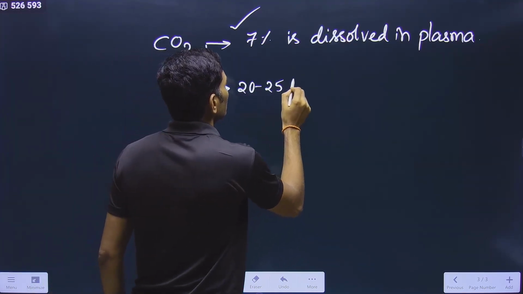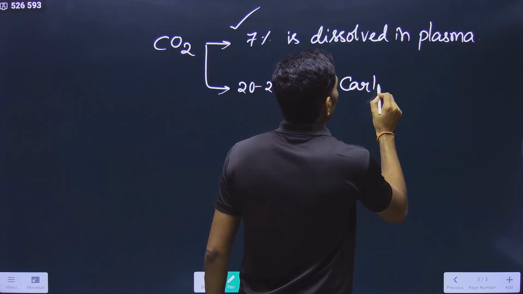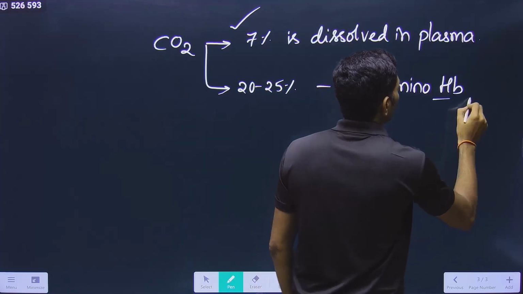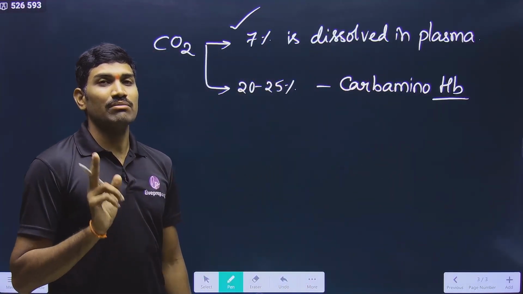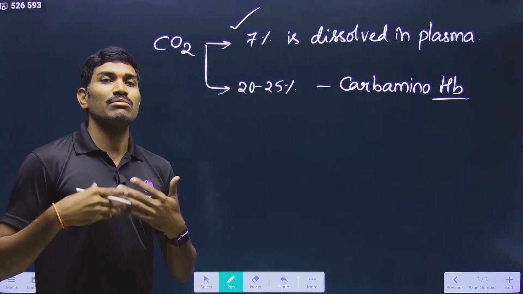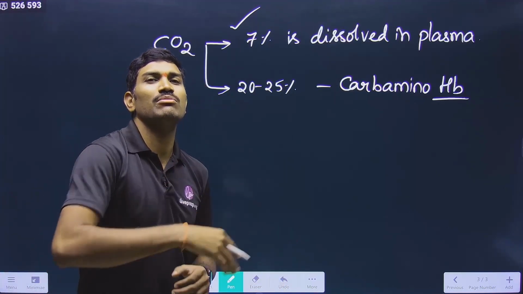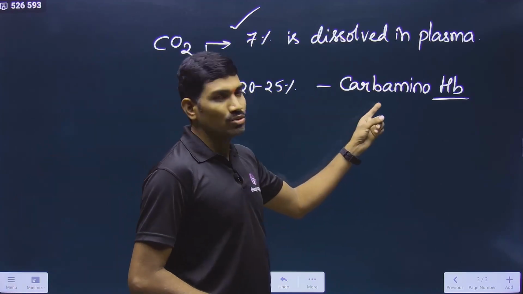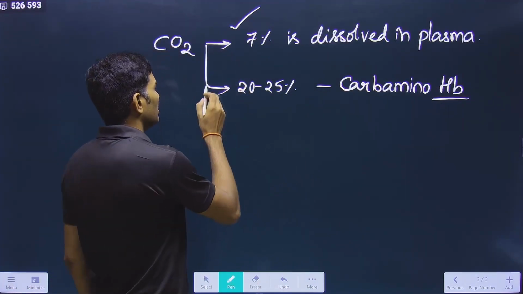Around 20 to 25% of CO2 is transported as carbamino hemoglobin. Not carboxy. Many students make a mistake here. Carbamino hemoglobin, not carboxy. Carboxy hemoglobin is formed when carbon monoxide, CO, is attached to hemoglobin. But here it is CO2 that is attached to hemoglobin, so it is carbamino hemoglobin. I will tell you the details.